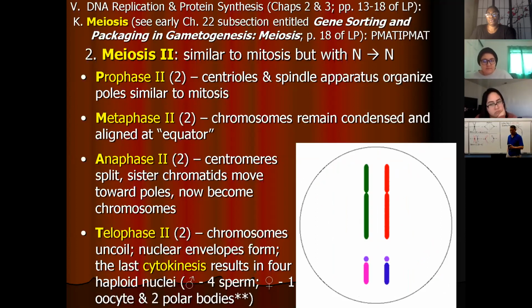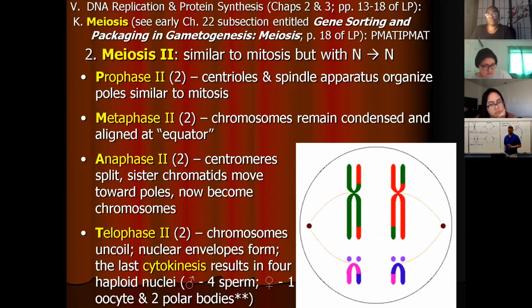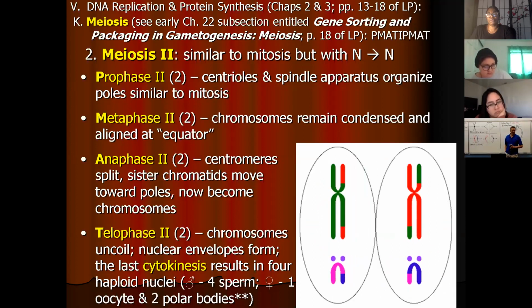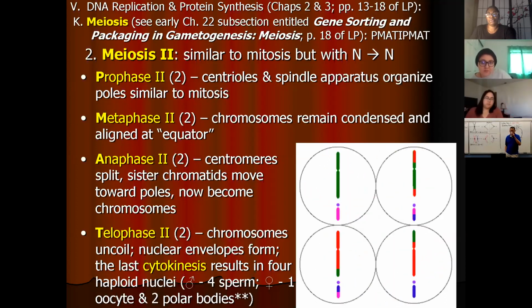On there at the very bottom, I make a reference to this. This should have been covered in anatomy, so you should have heard it before. But in female meiosis, all the cytoplasm goes to one side and you get polar bodies.